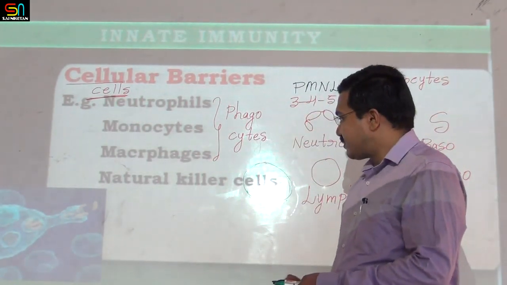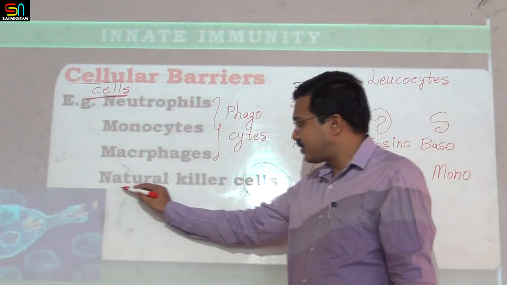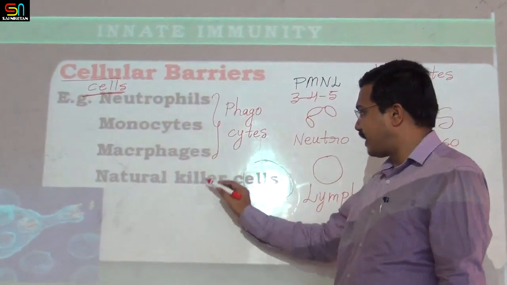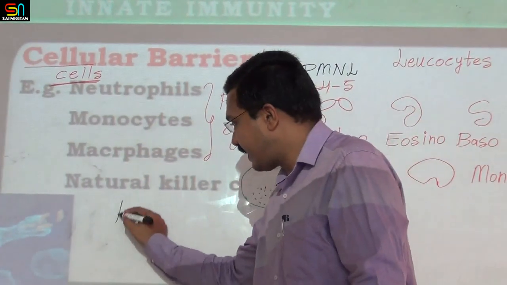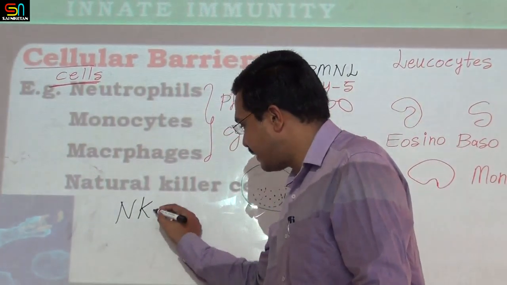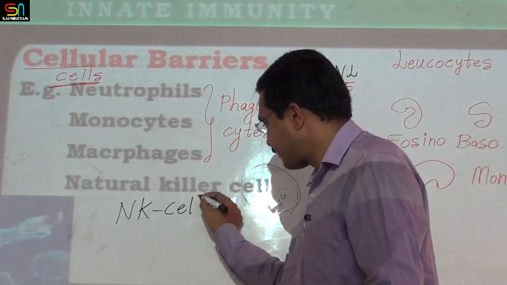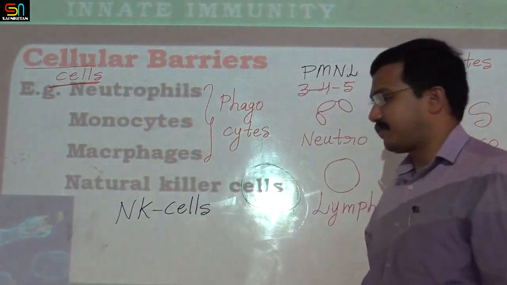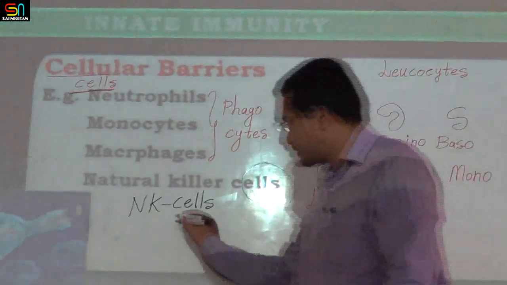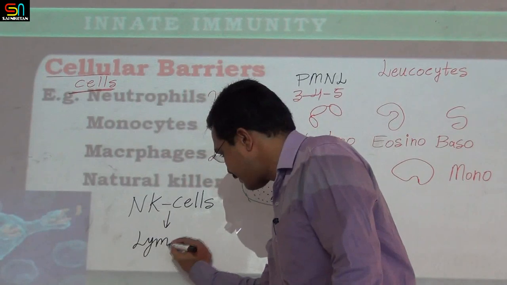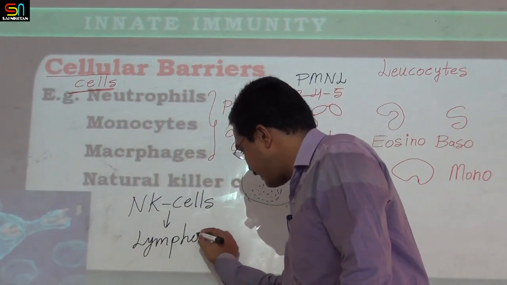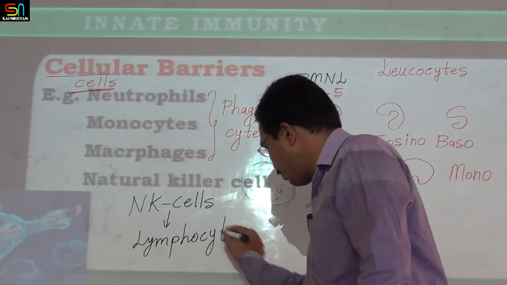The next one is, there is a special cell we have in our body that is called natural killer cells. In simple, we can say this is NK cells. NK cells are a type of lymphocytes.